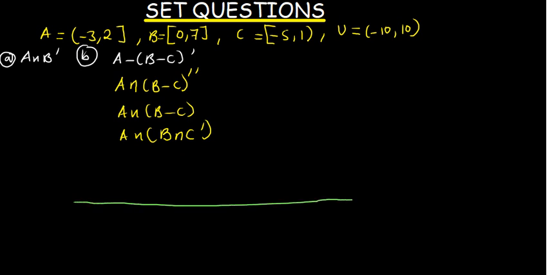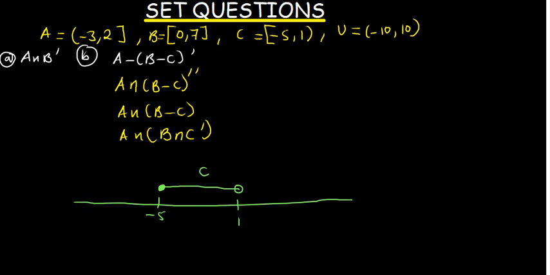So again, let's first put the C because it's the one with the complement on the number line. And we can see C starts from -5 up to 1, and we are including negative 5. We are not including 1. Why? Because it is open at 1. So this is the set C. But remember, we are talking about C complement.